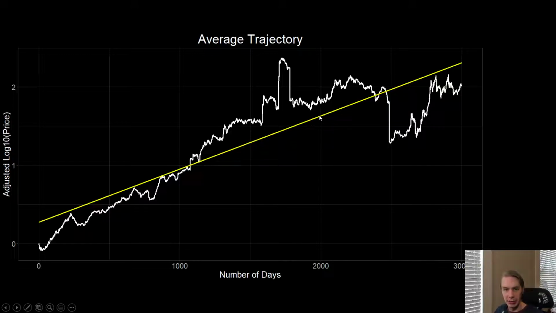And then, by 2,000, it should be getting up closer, and really by day 3,000, it should have cleared the 100x point. Really by day 2,500, it should have 100x from its initial point. That's what this trend line is basically saying.